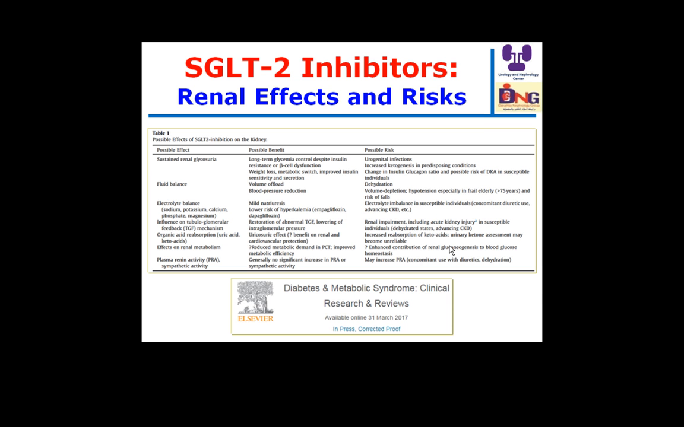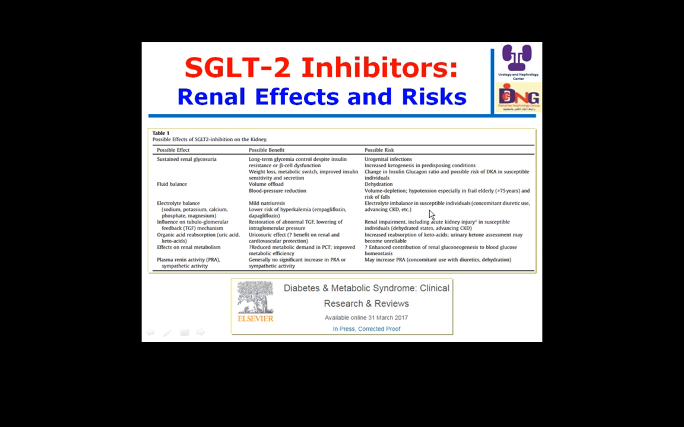Regarding the effects and possible risks to keep in mind: sustained renal glycosuria may lead to urogenital infection; increased ketogenesis in predisposing conditions, with a change in the insulin glucagon ratio, and the possible risk of DKA in susceptible individuals, and I'll explain DKA later on. Fluid balance, dehydration, volume depletion, again and again, hypotension, especially in the elderly, and the risk of falls should be kept in mind. So we shouldn't give the drug in the presence of manifest volume depletion.